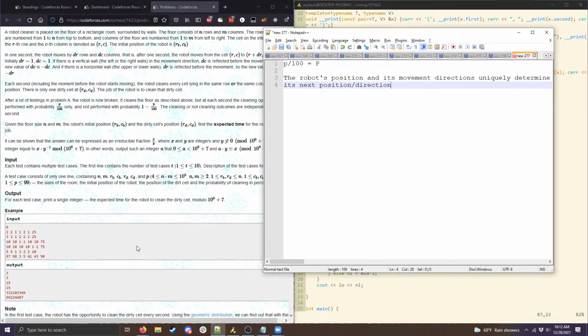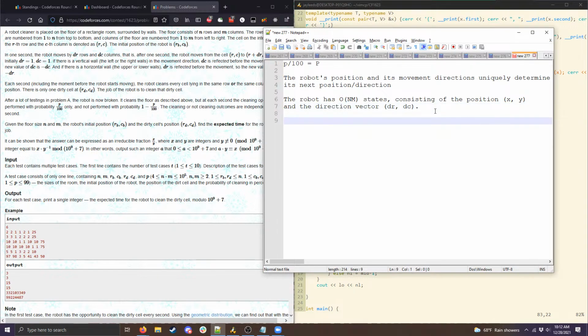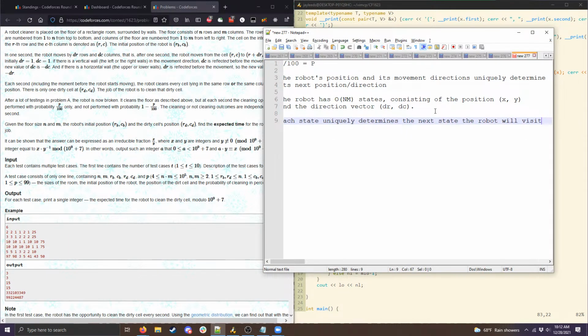And so the robot has O of nm states, where a state consists of the position x, y and the direction vector dr, dc. Because there are n choices for x, m choices for y, and then 2 choices for dr, 2 choices for dc. And so from here, each state uniquely determines the next state the robot will visit.